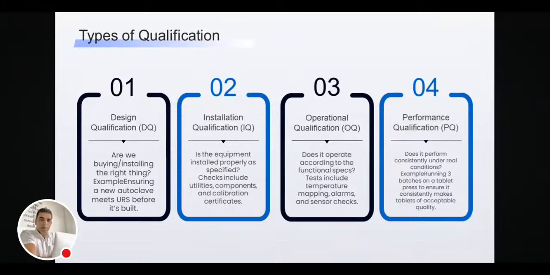OQ, operational qualification. Does it operate according to the functional specs? Tests include temperature mapping, alarms, sensor speed, pressure, and revolutions per minute settings. PQ, performance qualification. Does it perform consistently under real conditions? Example, running 3 batches on a tablet press to prove it consistently makes tablets of acceptable quality.